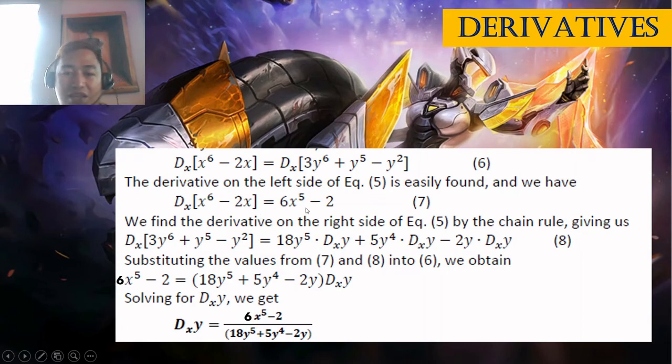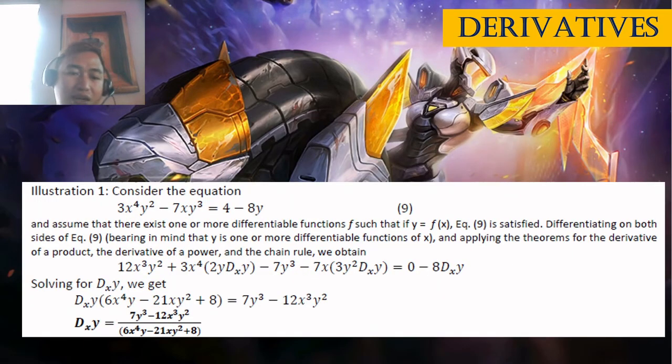Okay. So now consider the equation 3x to the 4th y squared minus 7xy cubed is equal to 4 minus 8y. Here, x and y are multiplied together, so we apply the product rule. For the product rule: copy the first, times the derivative of the second, plus the derivative of the first, times the copy of the second. When we differentiate the y part, we always attach dy/dx. So apply the product rule here, class.